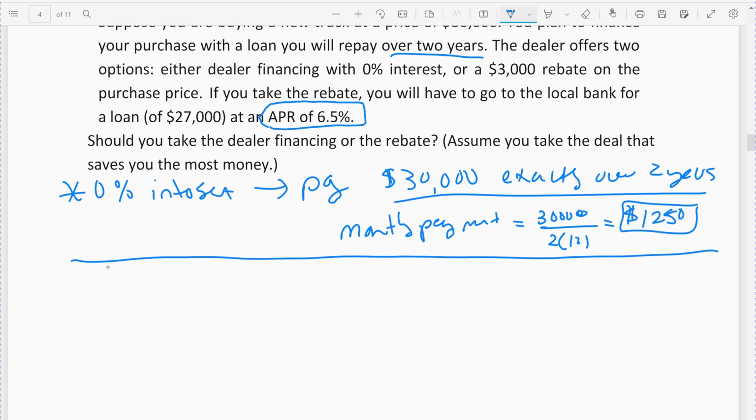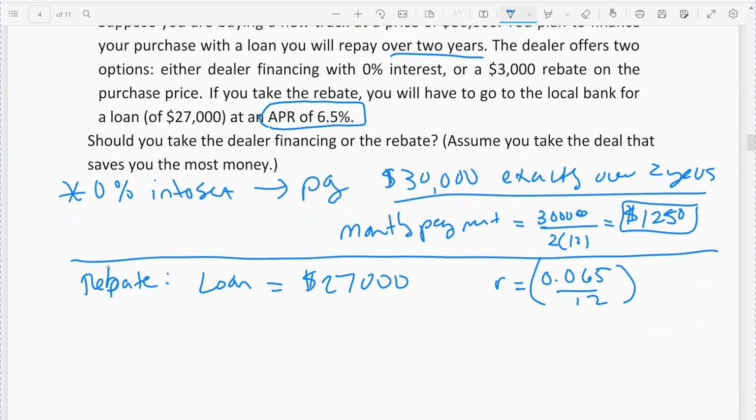Well, suppose you take the rebate, which means you're going to take out a loan for $27,000 at 6.5% interest. So your monthly interest rate would be 0.065 divided by 12, and you leave that exact. You're still going to make 24 payments, because it's 12 times for 2 years, so 24 payments total.